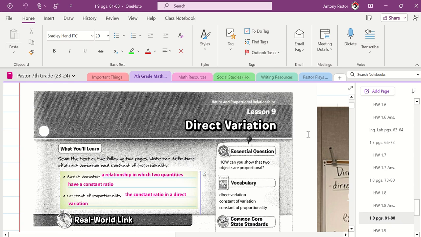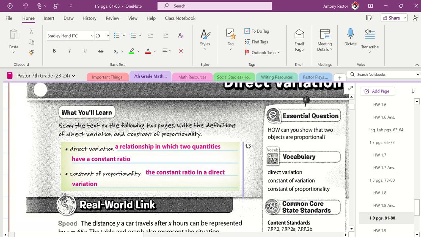This is 7th grade math, and today we're going to talk about direct variation. So direct variation is a relationship in which two quantities have a constant ratio. Constant of proportionality is the constant ratio in a direct variation. So what does that mean?